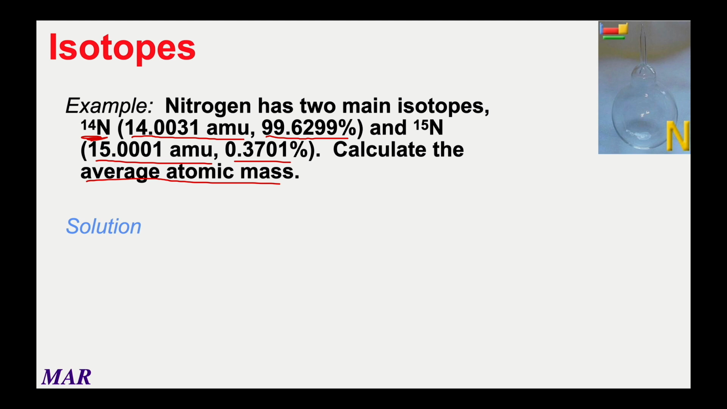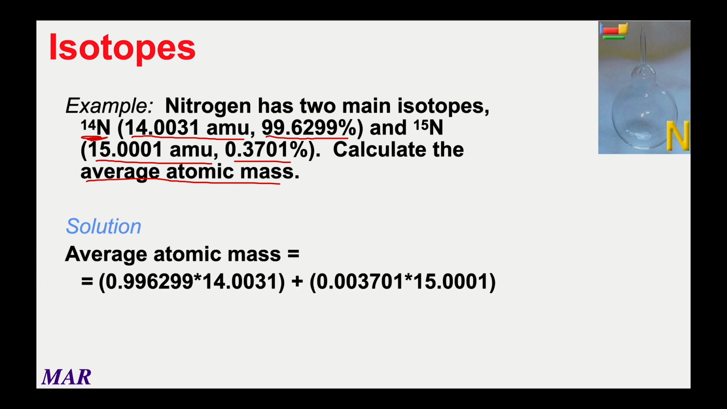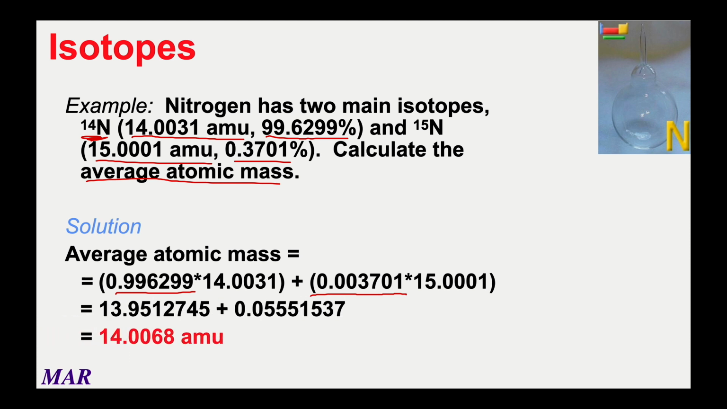We take the decimal version of the percentage and multiply it by those individual masses, and you add it to the other one, same kind of process. So what that looks like, again, using the decimal version, that would be 0.996299 for that one, and 0.3701 becomes 0.003701. Multiply them by the isotope mass. 14.0068 AMU is the average mass of a nitrogen. And that's kind of cool. So that's how they figure out all these different numbers.